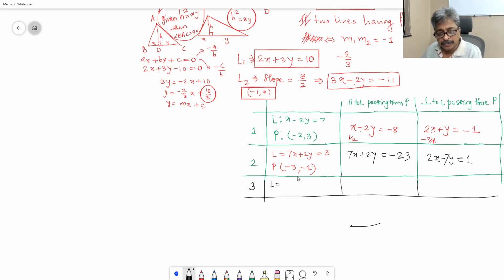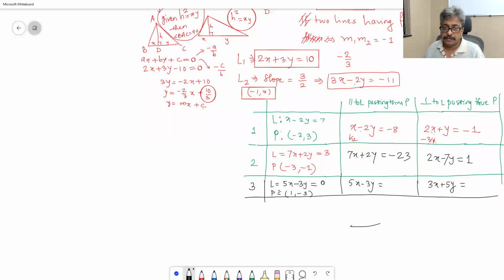L is equal to 5x minus 3y is equal to 0. P is equal to (1, minus 3). Then the parallel line is 5x minus 3y is equal to something, and the perpendicular line is 3x plus 5y is equal to something. Find those numbers and you are done.